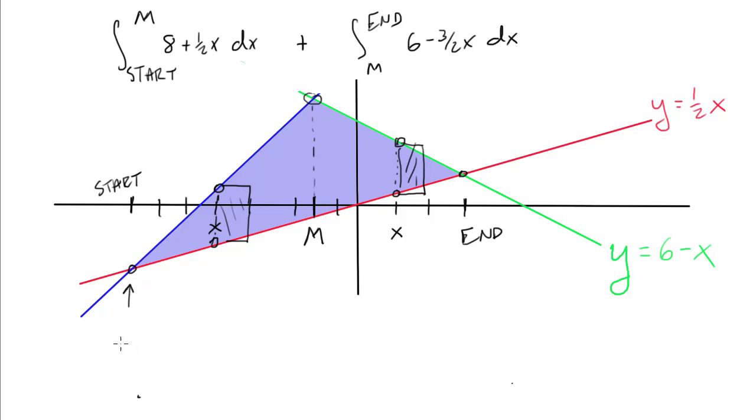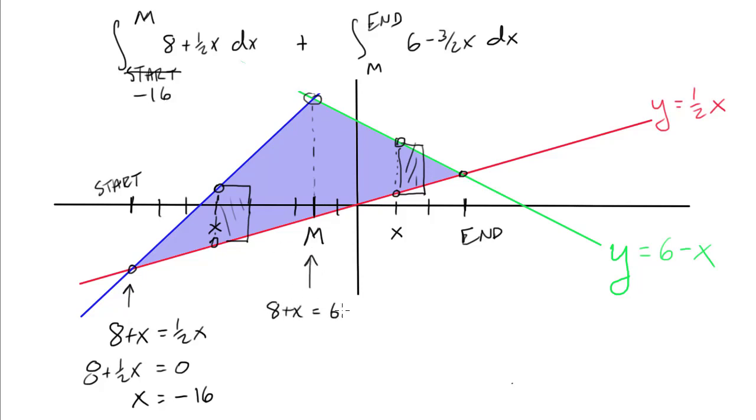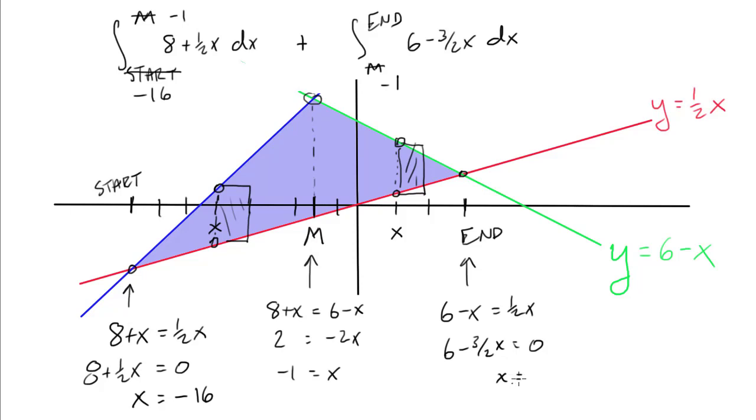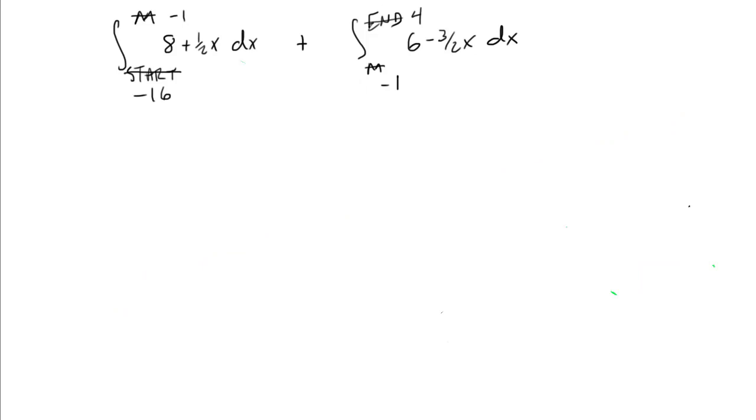Now I've got to find out what these points are. They're the points of intersection, or in this case the point where the height is 0, either way. Plug it in. Here it's the point of intersection. Plug it in. Point of intersection, or where the height is 0 in this case. And plug it in. There's my area construction.